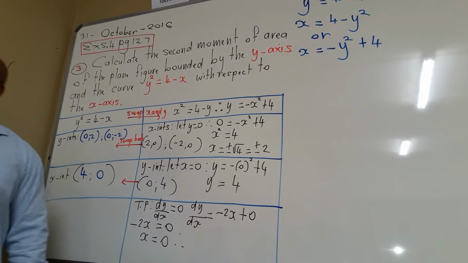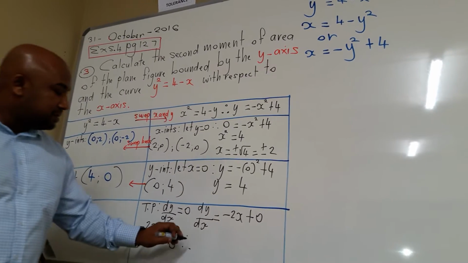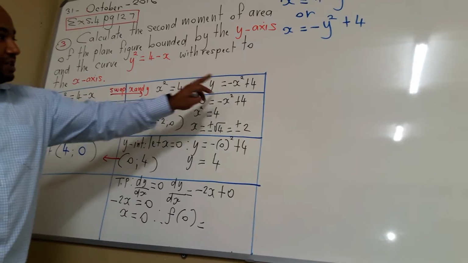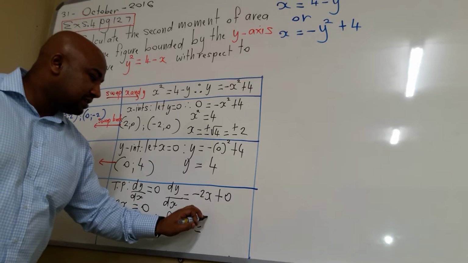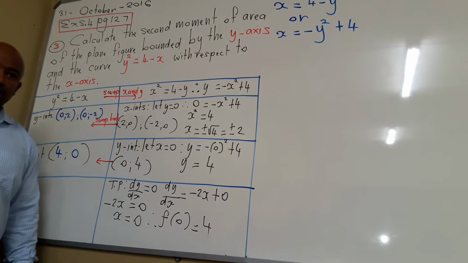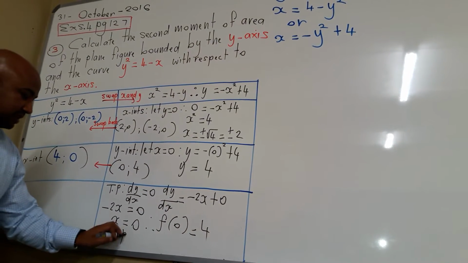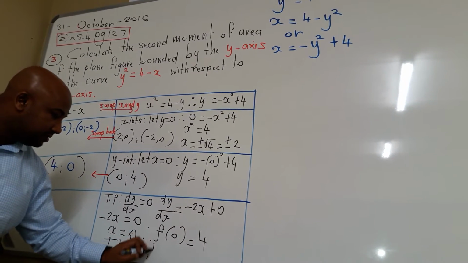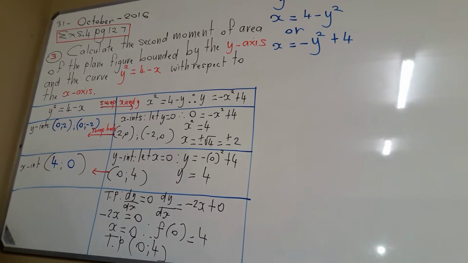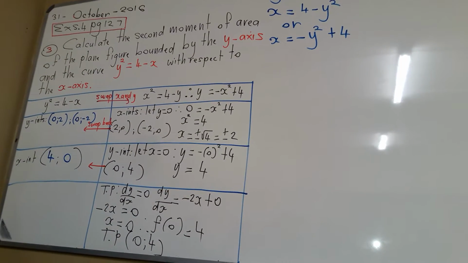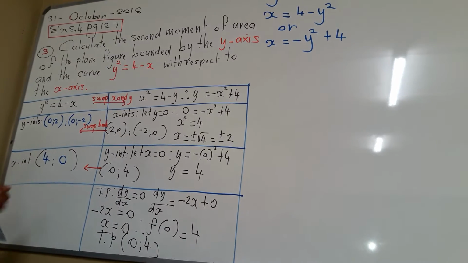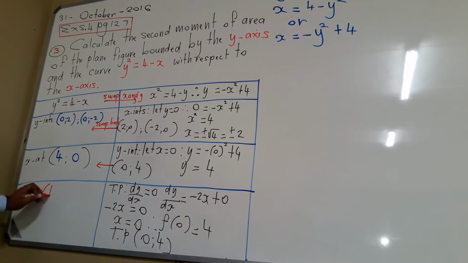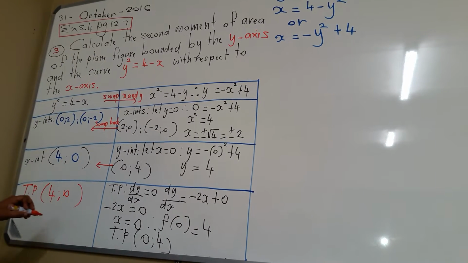How do I find the y value of the turning point? Substitute into the original equation. So f of 0, that means I'm going to substitute 0 there. What will I get? I'll get 4. So what is my turning point of the inverse, the one that I just changed? It is 0, 4. So what will the turning point of the graph that I require be? If I swap it around, 4, 0.